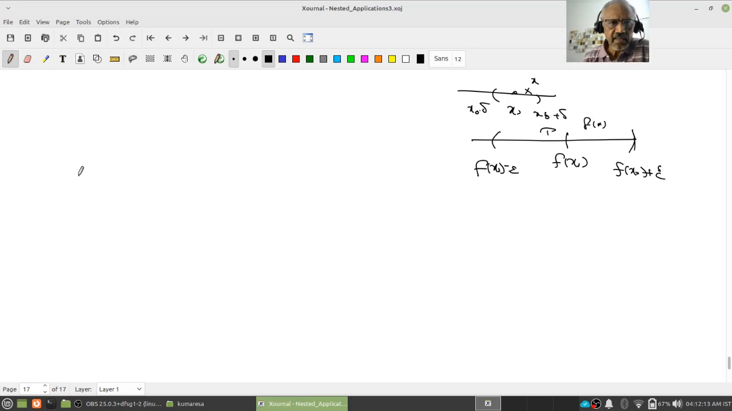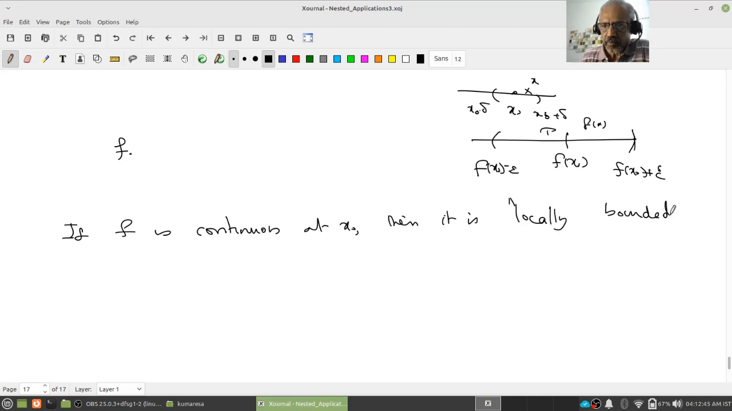If you had watched my earlier video on intermediate value theorem, I said continuous functions have some local properties. For boundedness there is a local property. What does it mean? Let's assume if f is continuous at x naught, then it is locally bounded. This is what we want to prove.